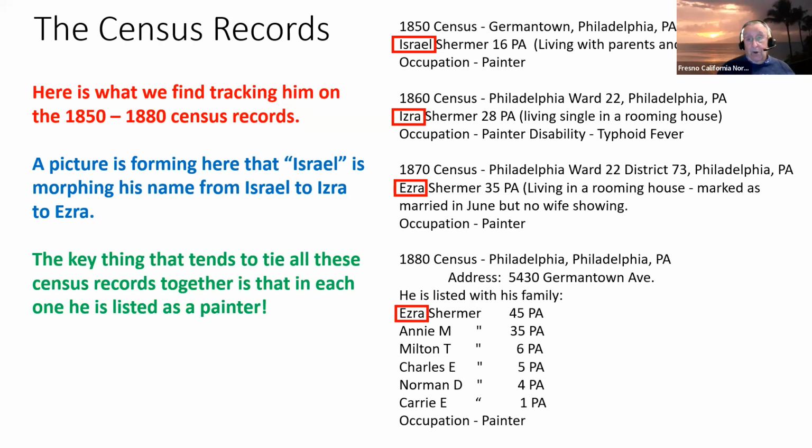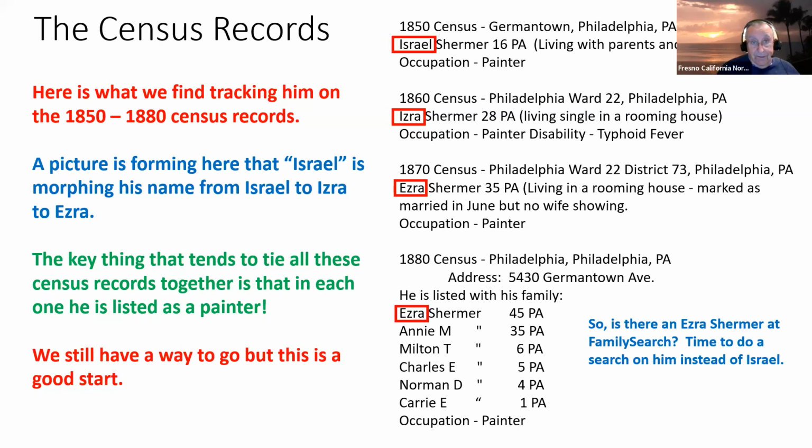Okay. Remember, there's all these keys to tying it together: the location, the ages, the occupation, the fact that he was single and then gets married, still living in that area. Okay, so we still have a ways to go. At least we've got a start now. We've got an idea. Now the big question is, since Israel is the least likely name we're going to find him under, what about this Ezra? Is Ezra in tree? We need to be looking for that, because we don't want to just assume, well, because there was no Ezra in the family that we were working in, that Ezra's not in FamilySearch.